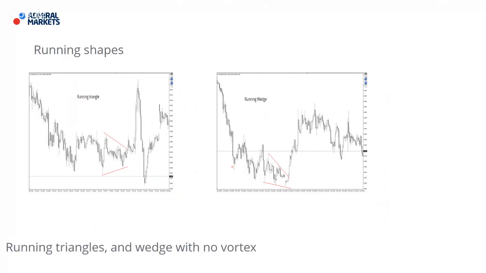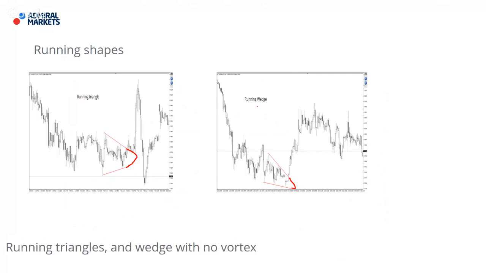Running shapes. What is the difference between a triangle and a running triangle? The only thing that is different is that running triangles simply do not have a vortex. You don't see a vortex here. You don't see a vortex here.